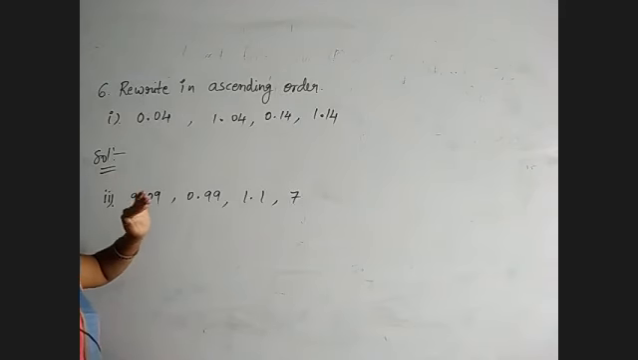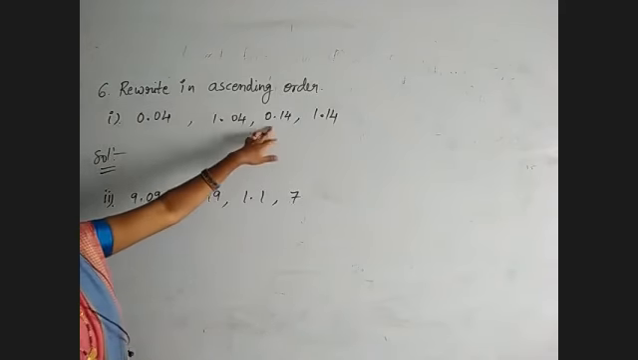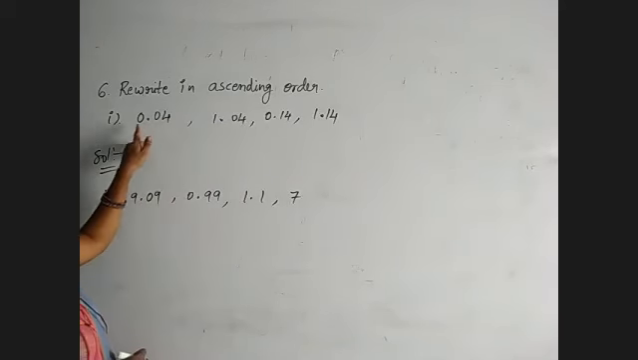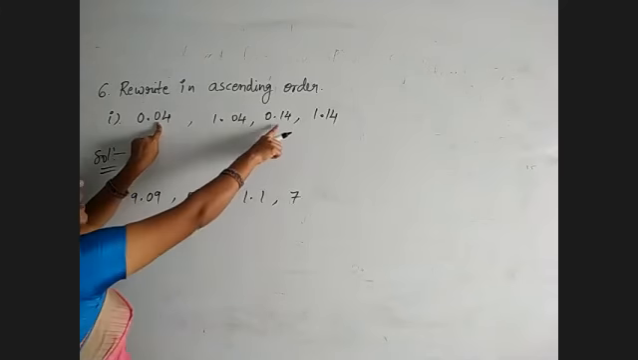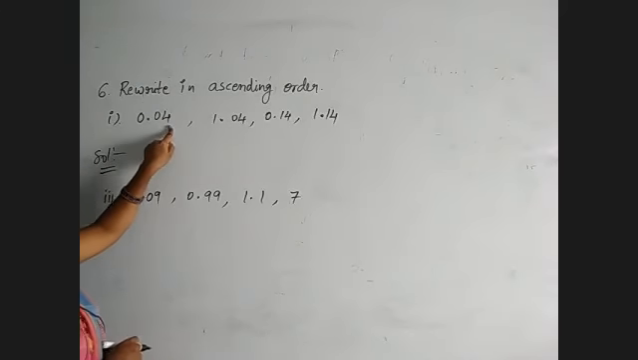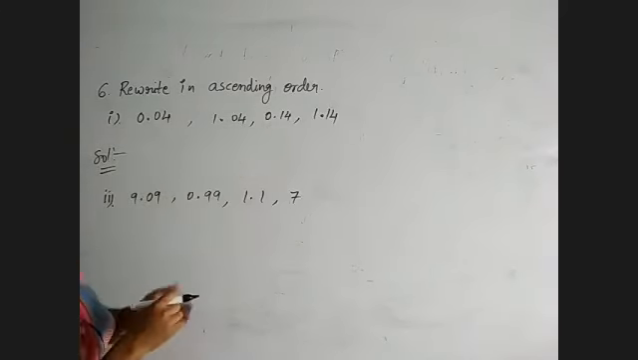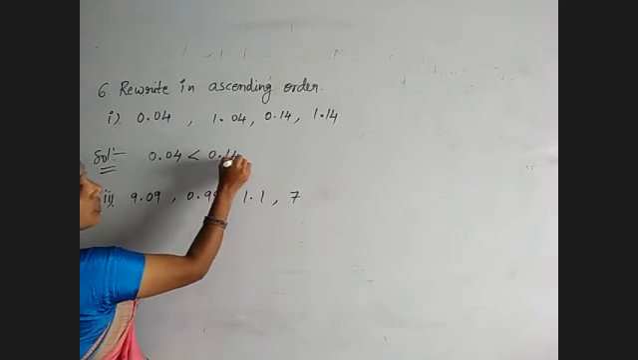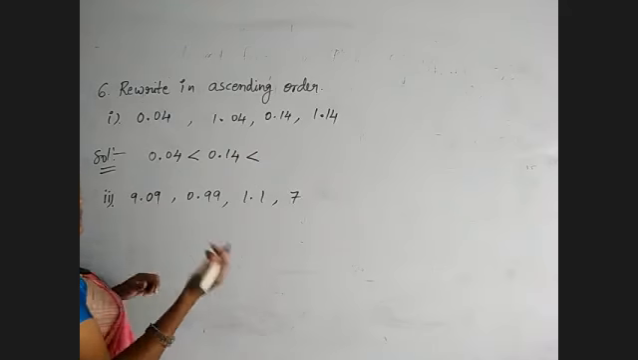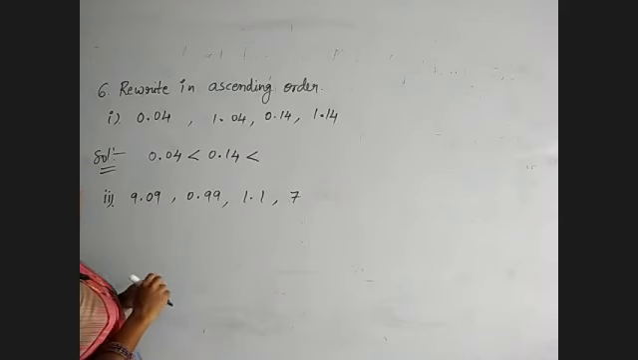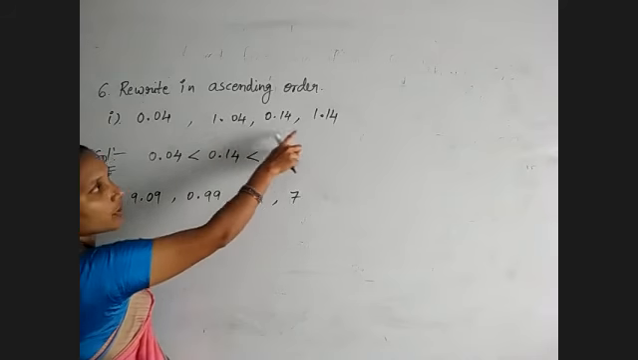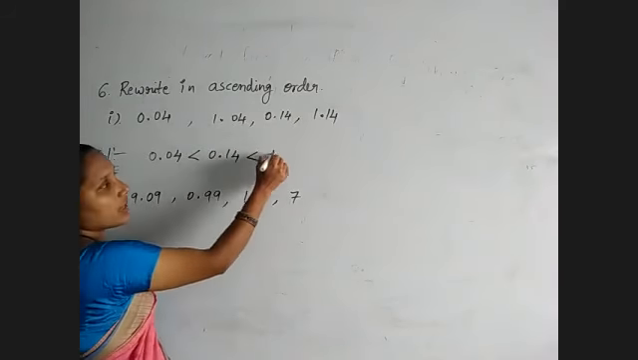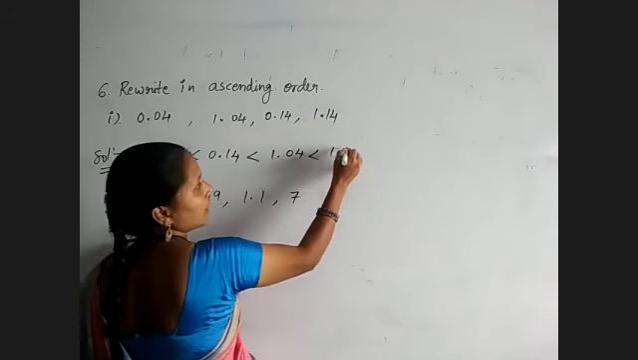Now, with 0, we have two numbers, 0.04 and 0.14. Among these two, which one is smaller, we must select first. 0 is the 10th digit here, 1 is the 10th digit there. Means 0.04 is lesser than 0.14. Okay, now coming to the remaining two numbers, those are having 1 in their whole number part. 1.04, 1.14. So here 0 and 1, 0 is smaller, that means 1.04 is smaller than 1.14.